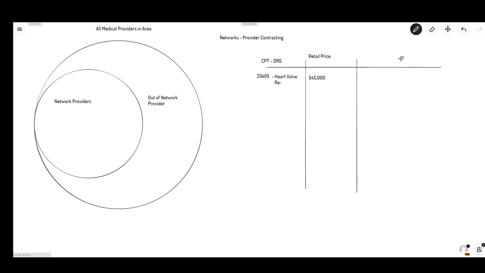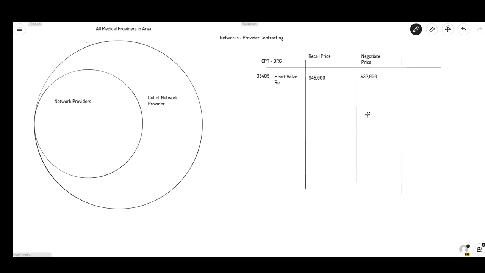So the insurance company comes in and says, okay, for those providers that we enter into a contract with, so that would be everybody over here, we are going to negotiate a different price. They're going to say, we don't want to pay that full retail price. We think we can negotiate a lower price. And so they say, we're going to pay you something different. We're going to pay you, and I'm making up numbers here, $32,000. And so obviously, as you can see, it's a way that the insurance company manages its costs.